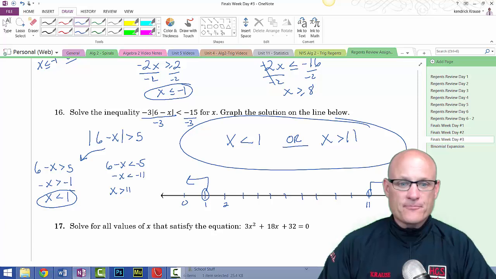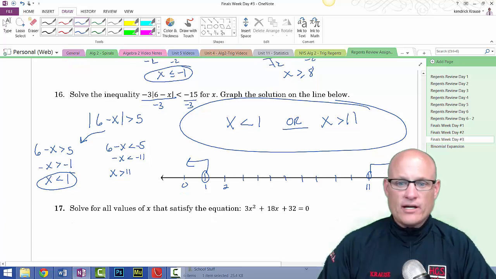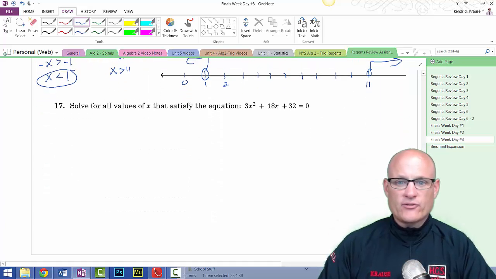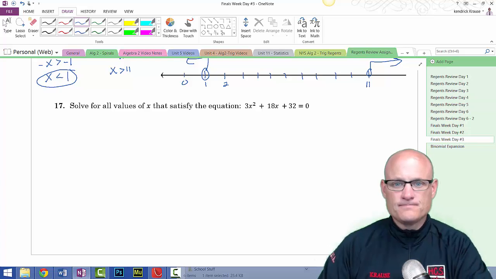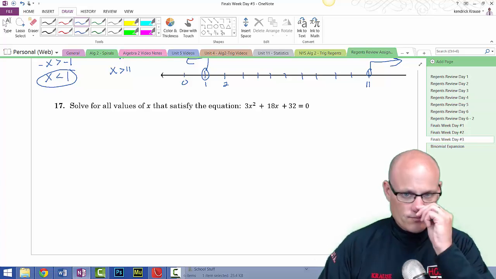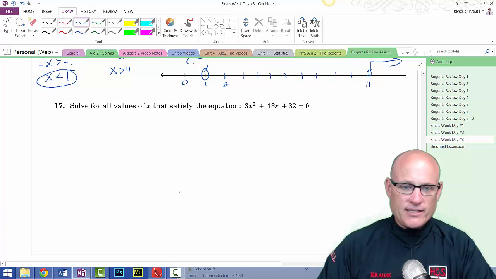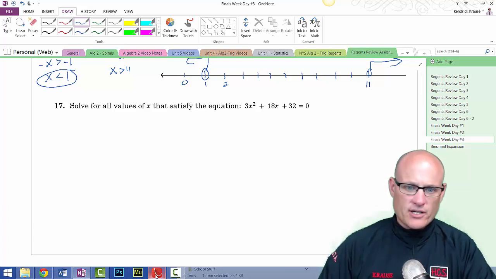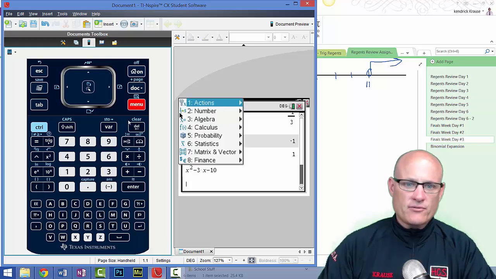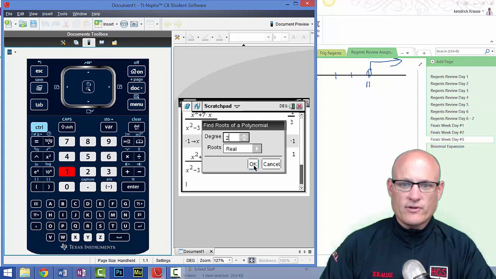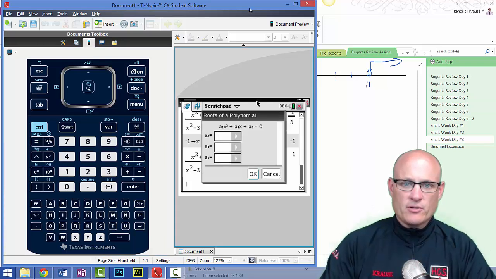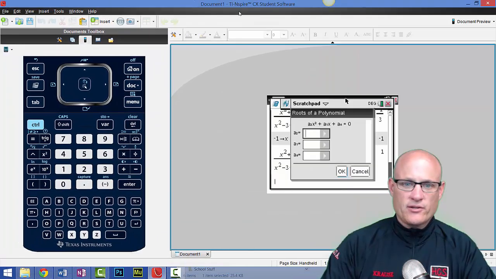All right. Solve for all values that satisfy this equation. Let's see. Is there a GCF? No. Now, for my kids, you can come over here. I'm relatively certain, based on the title of this, that this is not going to factor. Menu 3, 3, 1. You can always tell if something's going to factor very quickly by coming over here. Menu 3, 3, 1. You got 3, 18, 32.